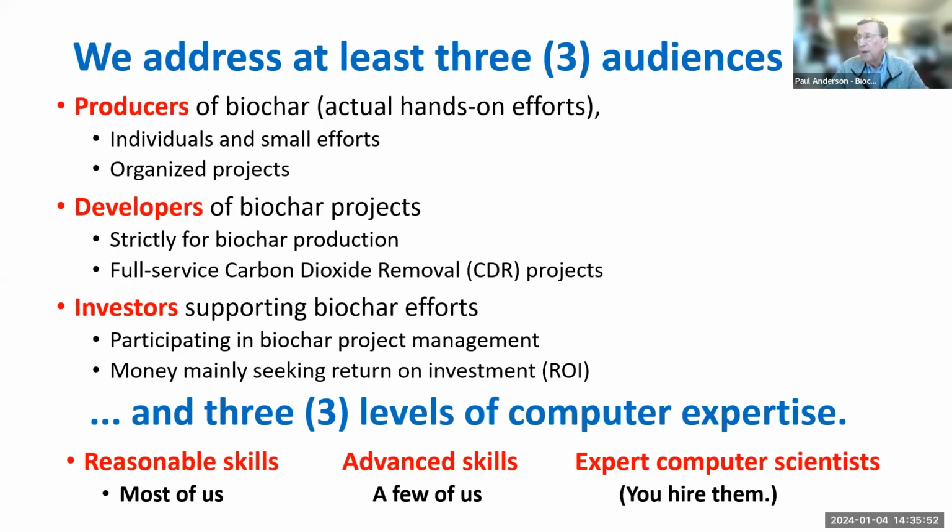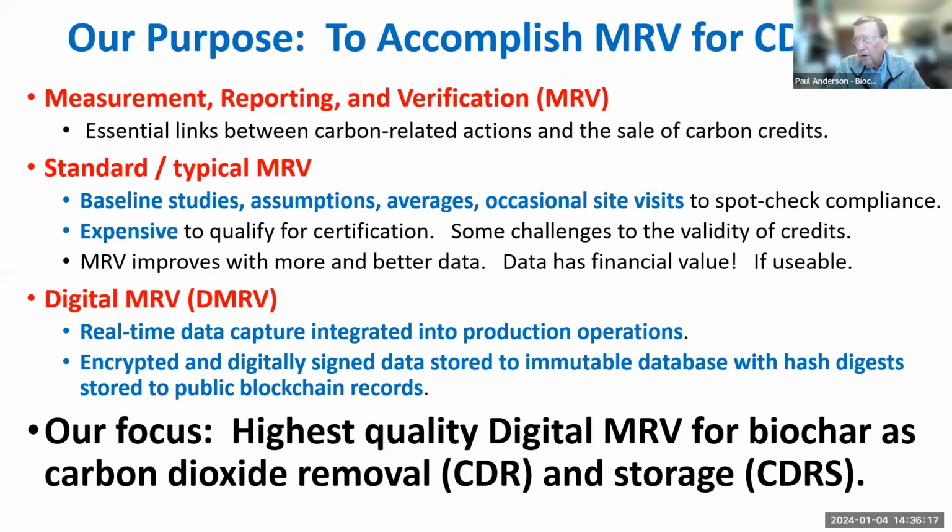And there are also 3 levels of computer expertise. Most of us are just reasonable skills. A few of us are advanced skills. The expert computer scientists, they don't usually attend these webinars. James Schoner is on the list with us here. He is an expert computer scientist, and so I will try to make it an appropriate conversation for our group here.